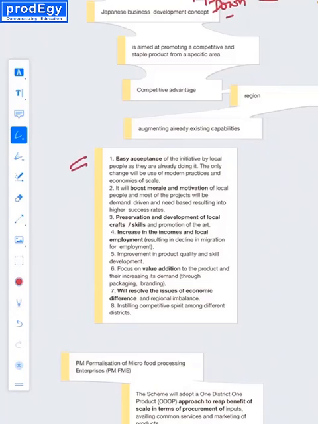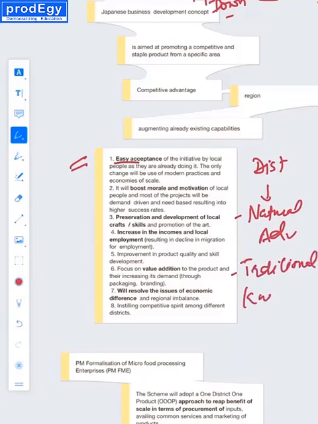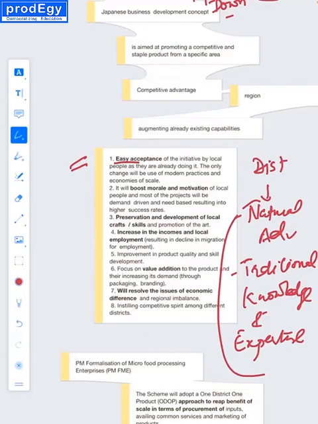What are the benefits of one district, one product approach? If you look at the concept, it says that we have many districts, and those districts are producing different products. They can be agriculture products or industrial products, but each district has certain natural advantages, traditional knowledge and expertise. We must use this natural advantage and traditional knowledge to develop the district, and we must focus on that one product in that district in which it has natural advantage.